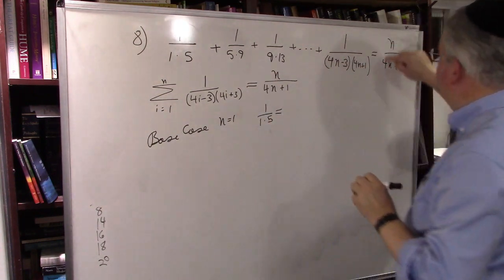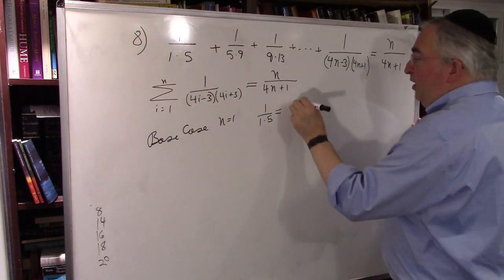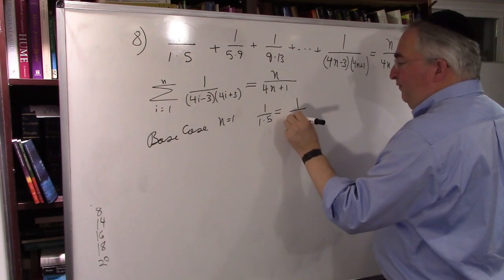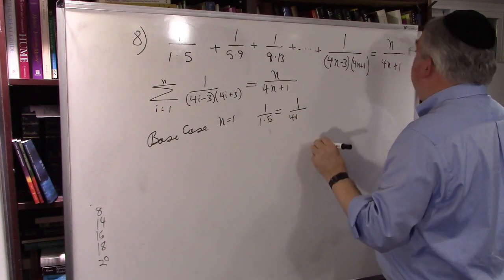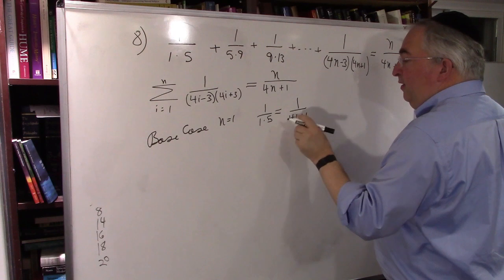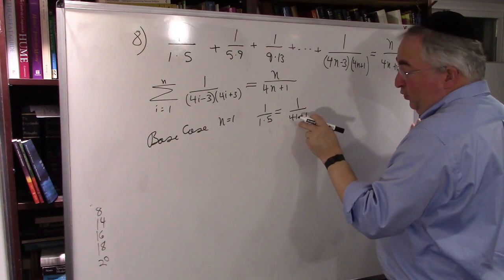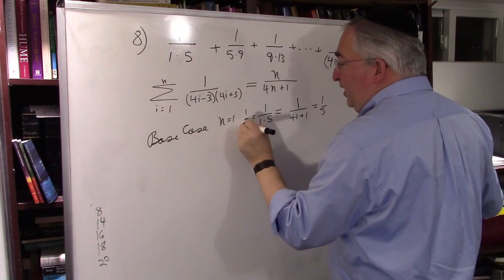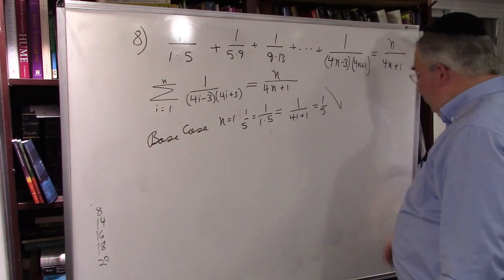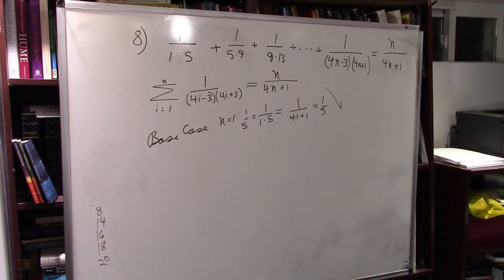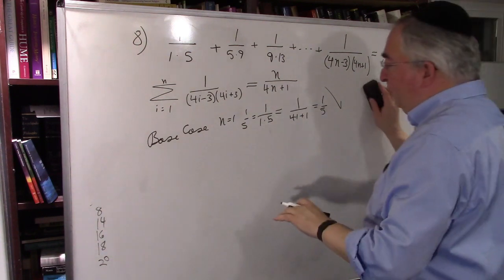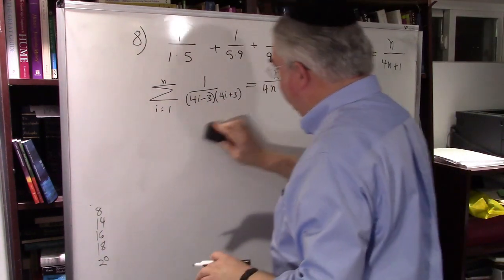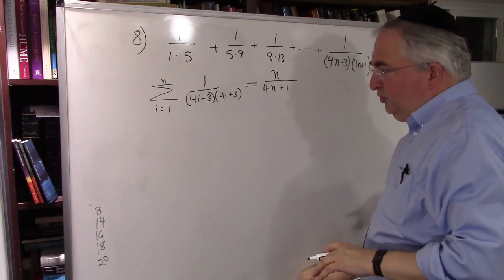Question, is that equal to, let's plug 1 in here, 1 over 4 times 1 plus 1? 4 times 1 is 4, plus 1 is 5. Is 1 over 5. It works. Yes. The base case is simple. Good. I need more room, so I'm going to erase the base case because we don't need it. We showed it's true. Good.